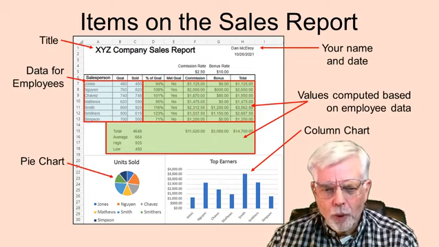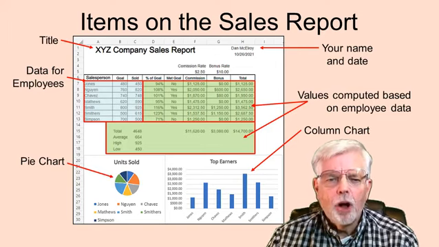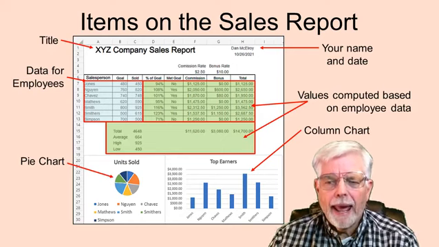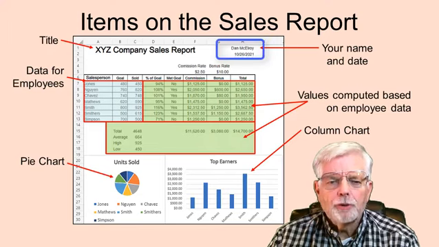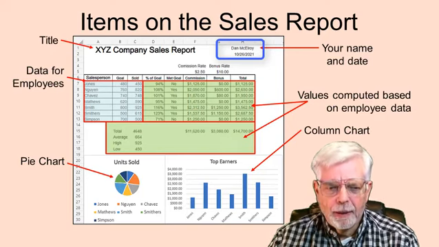The company also wants to know the total of all commissions, bonuses, and the total of both. A pie chart and column chart is to give a visual display of the units sold and the total paid to each individual person. Make sure your name and the date the report is generated is displayed in the upper right corner of the spreadsheet.